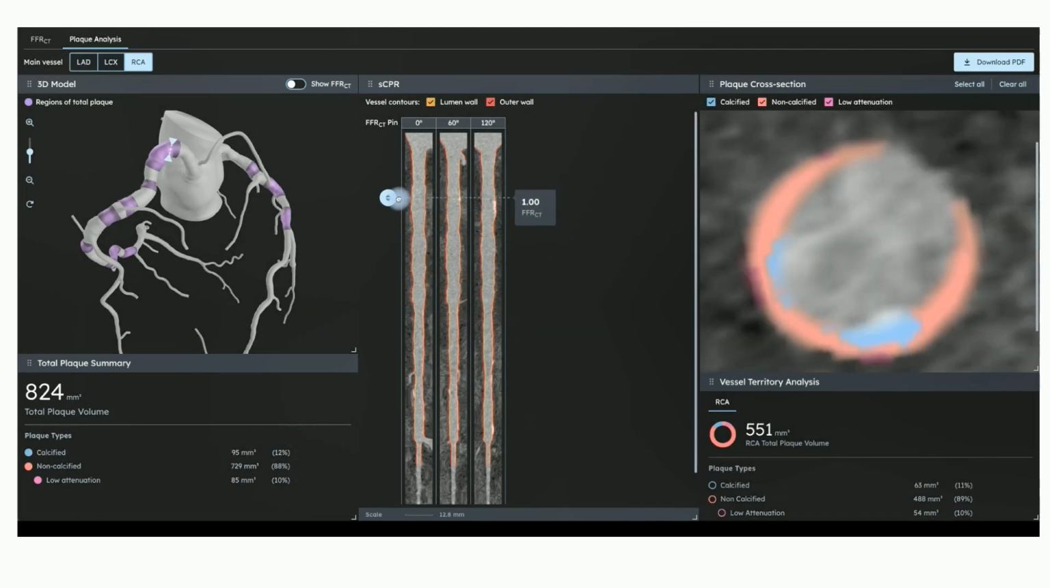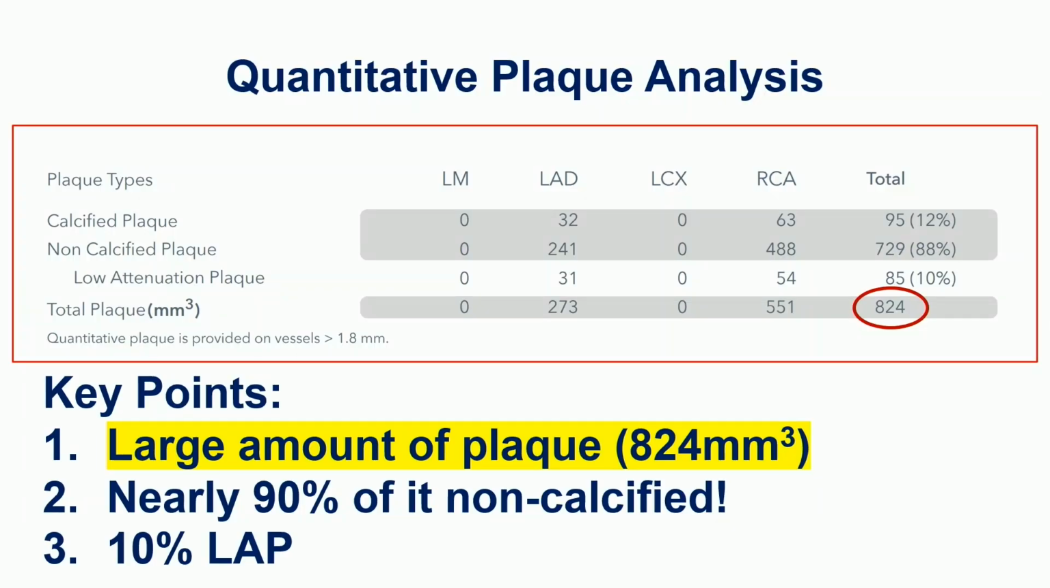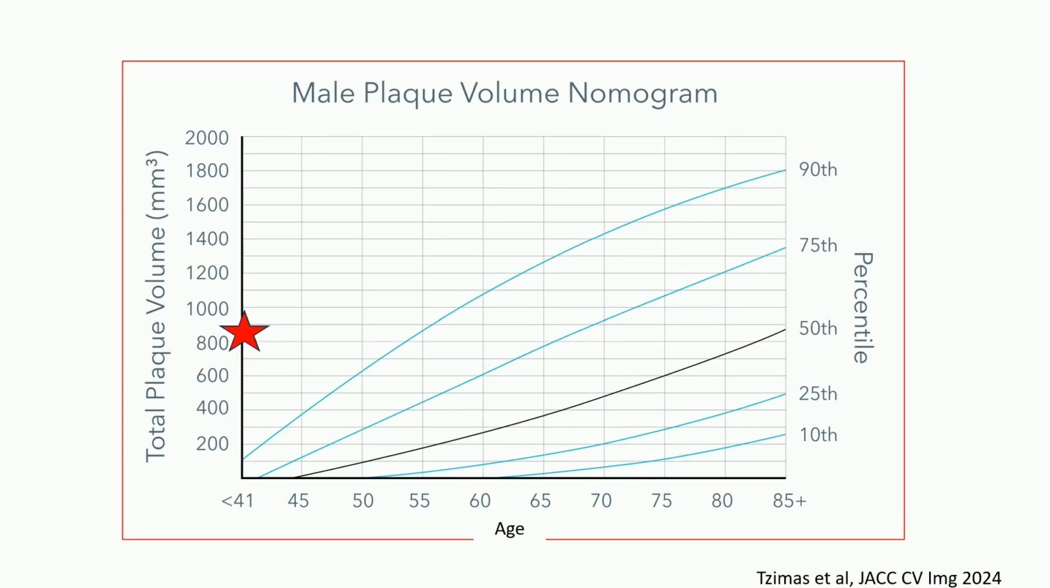So when we do this all together, we get a report that tells us the total amount of plaque, and for each vessel, how much of it is non-calcified. There are a couple of interesting points here. First of all, this is a very large amount of plaque, 824 cubic millimeters. So if I were to think forward to CAD-RADS 3.0 or 4.0, this would put you at a CAD-RADS P4. P4 is our designation for an extensive amount of plaque. And you can look at the nomogram if you're not sure.